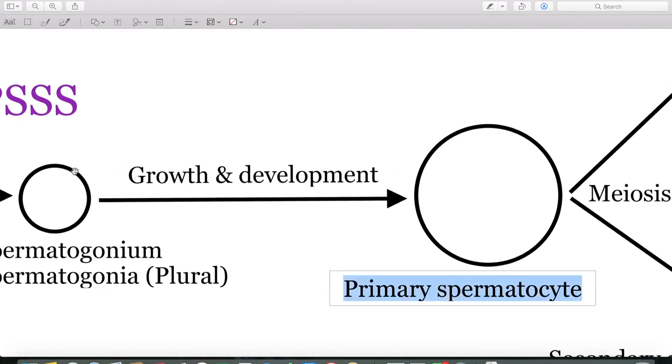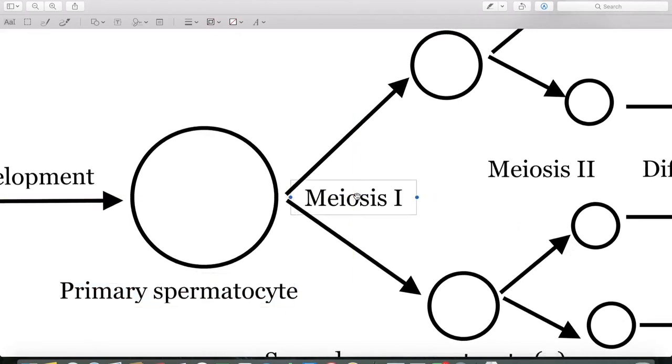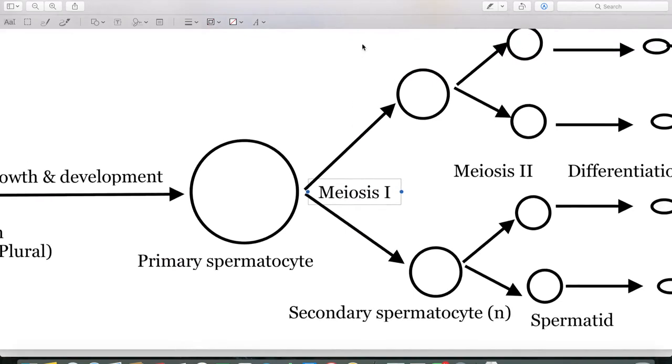You can see a lot of difference in terms of size from the spermatogonium to the primary spermatocyte, because it grows and develops into a structure called the primary spermatocyte. The primary spermatocyte will go through meiosis 1 and produce 2 secondary spermatocytes. None of this turns into polar body cells, because you need maximum production of sperm cells. They need to produce millions of sperm cells, and sperm cell production happens every second.